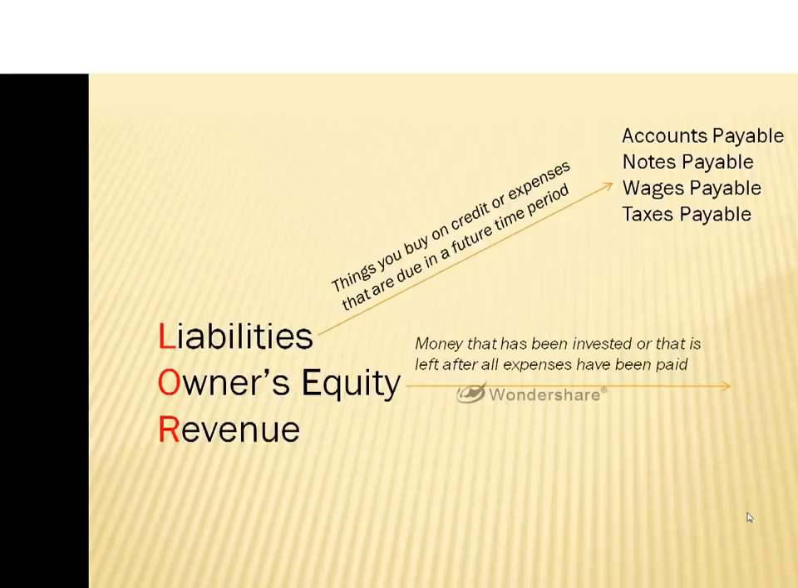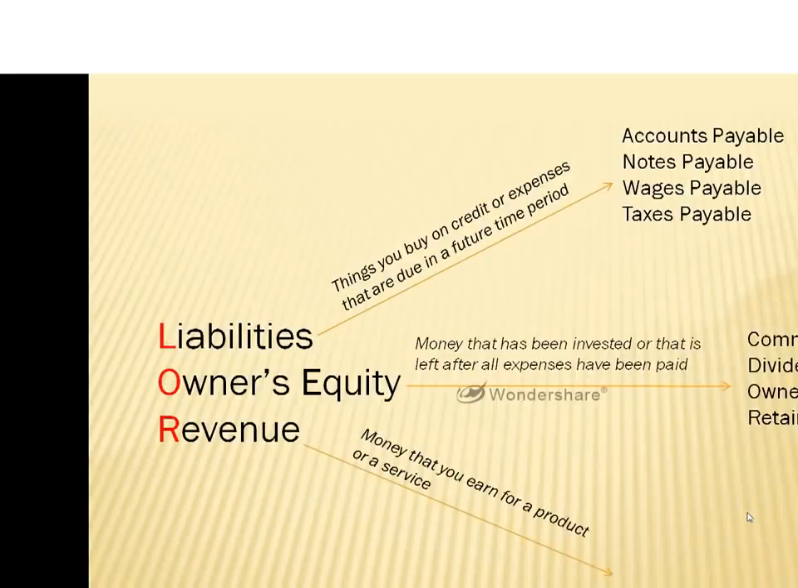Owner's equity is the money that has been invested or that is left over after all expenses have been paid. So examples would be common stock. That's where we keep track of the money that has been invested by our stockholders. Dividends is the money that we pay out to them. Owner's capital, money that the owners put in, and retained earnings is finally our calculations of all of these items together.